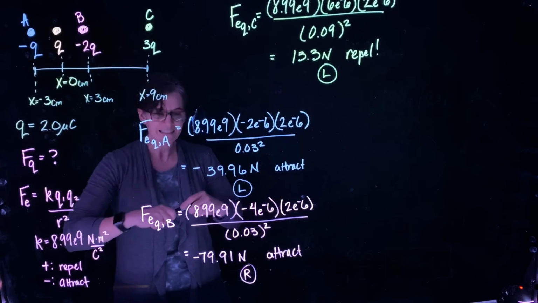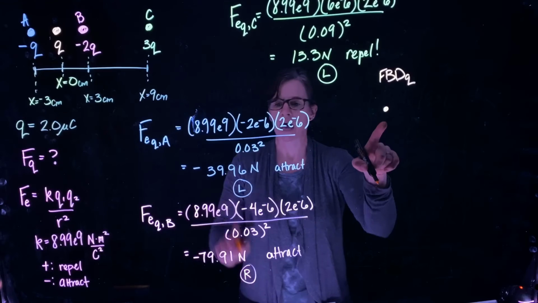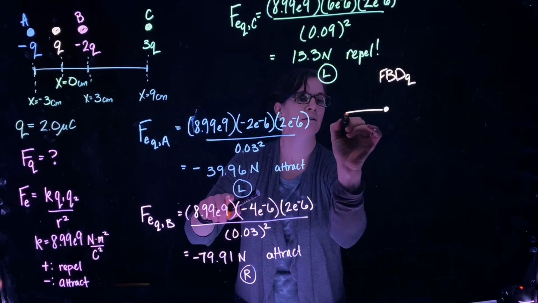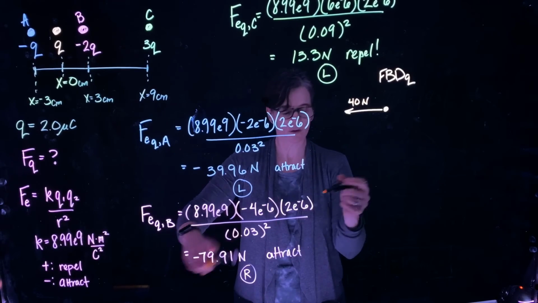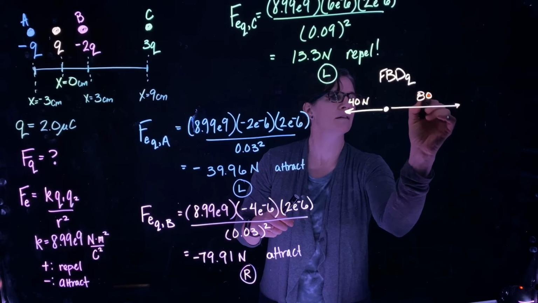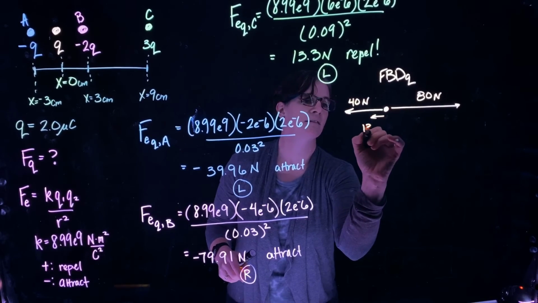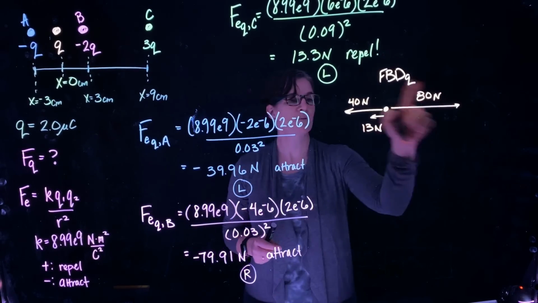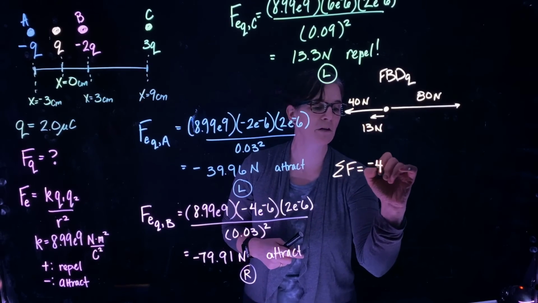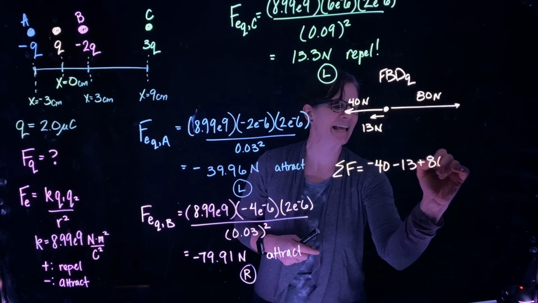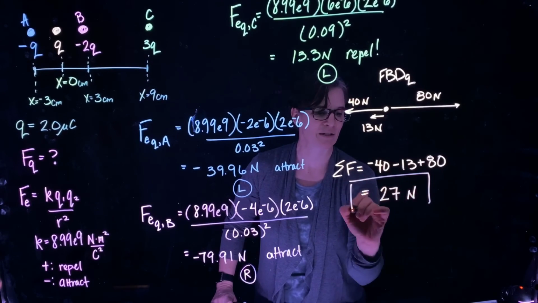So now we can look at the net force acting on Q. If I were to draw a free body diagram of Q, I have one force of 40 newtons to the left, one force of 80 newtons to the right, and another force of 13 newtons to the left. Okay, so I have my three forces. They're all along that horizontal plane. We have our net force then equal to negative 40 minus 13 plus 80. Our net force on Q is a positive 27 newtons, which is to the right.